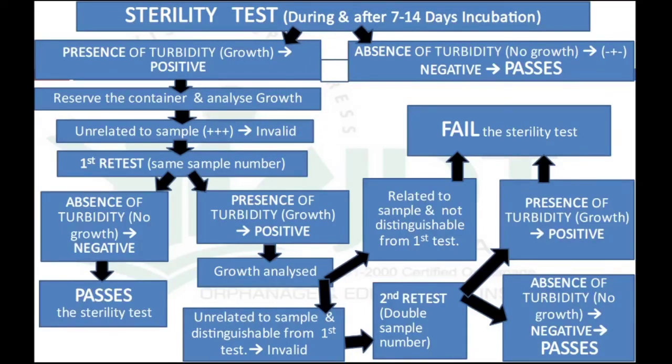So we have to perform a first retest with the same number of samples as that of the first test. After the first retest, after 7 to 14 days, again there are two chances: either absence of turbidity, which indicates no growth of microorganism, there is no contamination, so we can confirm the test sample passes the test for sterility, or there may be a presence of turbidity, which indicates a positive result.